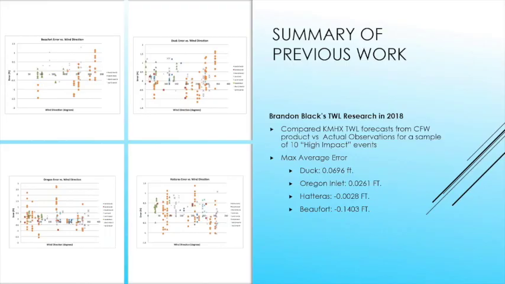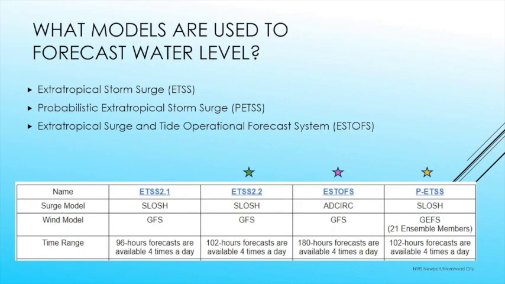In 2018, Brandon Black, a volunteer, did similar research on total water level, comparing forecasts of 10 high impact events versus actual observations. These forecasts came from the forecaster, not the models. This was what the forecaster actually was forecasting. He found that at Duck and Oregon Inlet, there was a slight tendency to over forecast versus Hatteras and Beaufort. And so what I was really focused on was how the models perform when forecasting total water level.